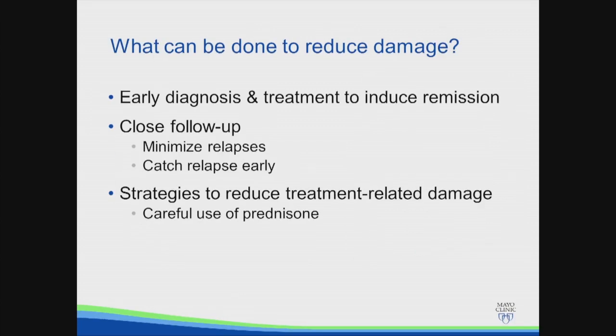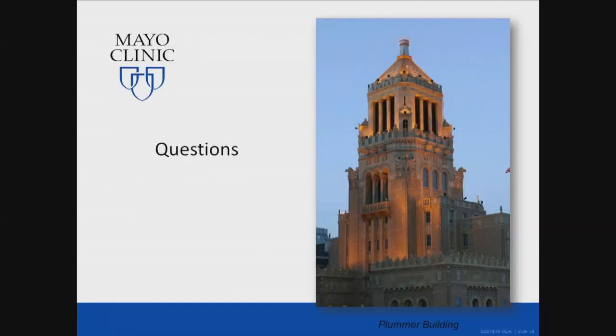So what can be done to reduce damage? Of course, as you are very well aware, we want to diagnose these conditions early. We want to treat as soon as we are confident of the diagnosis. We want to keep close watch on things, follow up closely, and try to avoid relapses or at least catch them early. We want to reduce not just damage related to the disease, but also damage related to our medicines, because our medicines have substantial risk of side effects, especially prednisone, which we want to be very careful with, optimizing the dosage to the individual patient.